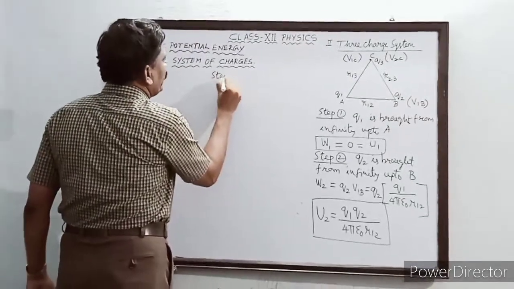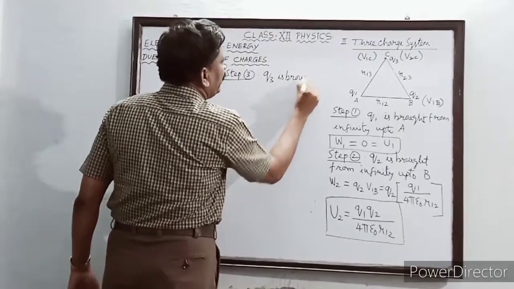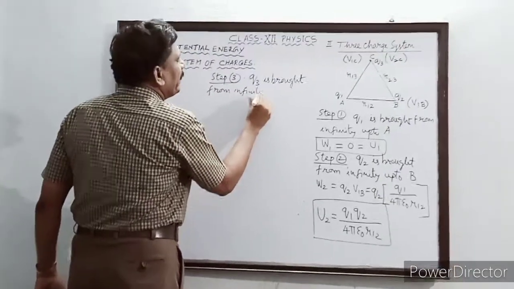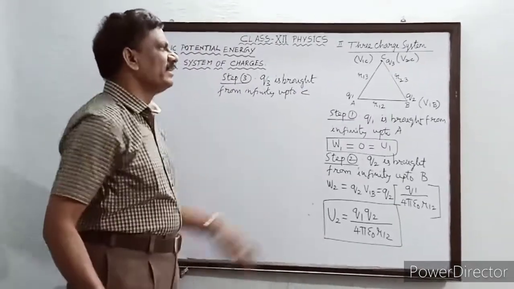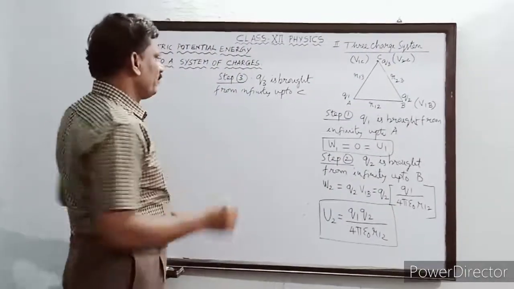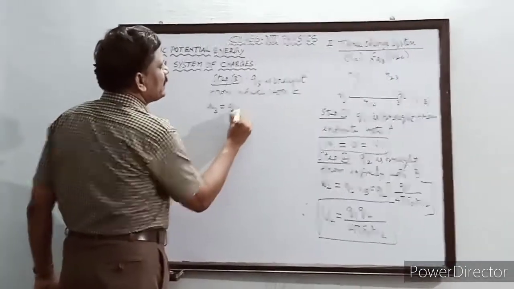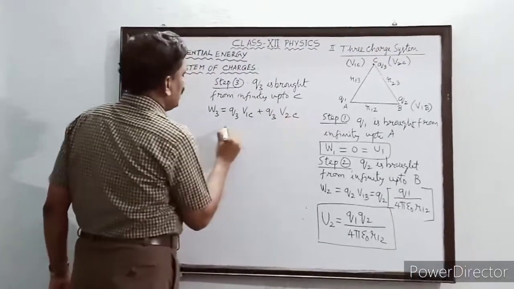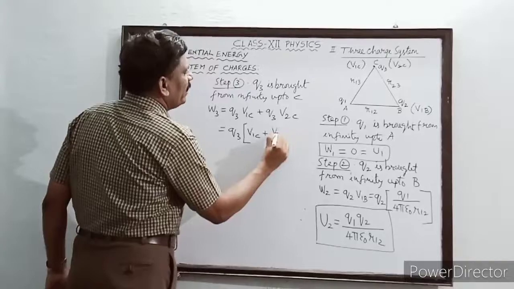So in the step 3, you see here Q3 is brought from infinity. Okay, from infinity to which point? Up to C. So against the electric field, it is brought against the electric field repulsion of Q1 and Q2. Is it not? Therefore, the work done in the third step must be equal to Q3 times V1C plus Q3 times V2C, or this is equal to Q3 times (V1C plus V2C).